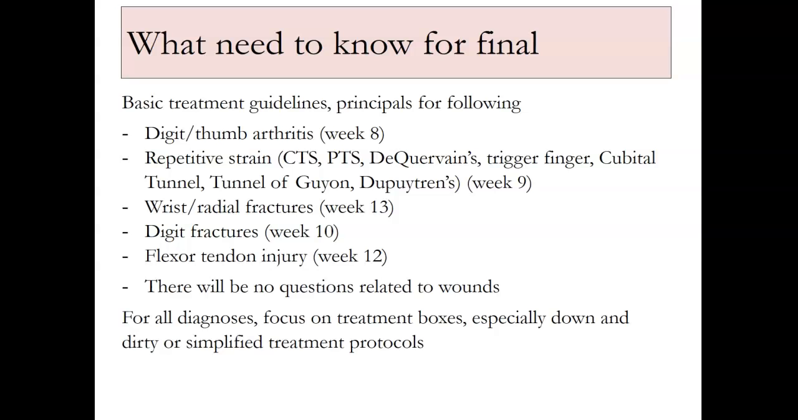Basic treatment guidelines, principles, those treatment boxes, especially the early stuff that I did, week 8, week 9, the repetitive strain stuff. I think you know that really well after your sims and all that. The digit thumb arthritis stuff, radial fractures, basic stuff on radial fractures. Know those treatment boxes. Really drill down, especially with the Andrea stuff. She has those down and dirties, all those really simplified treatment protocols. Know that for your wrist fractures, your digit fractures, flexor tendon injuries.